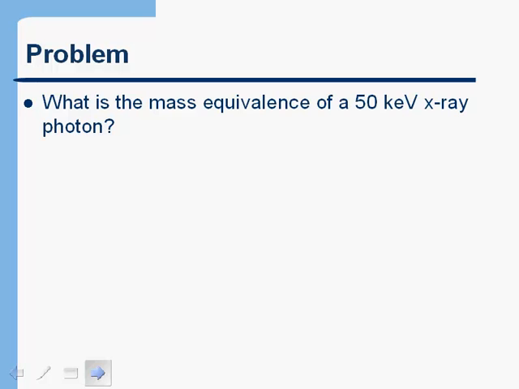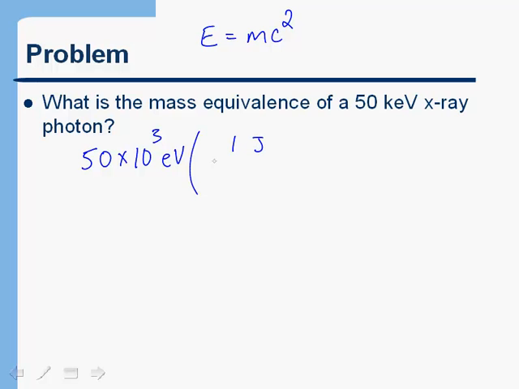Here's another problem. What's the mass equivalence of a 50 kilo electron volt X-ray photon? So again, energy is equal to mass times the speed of light squared. And the first thing we're going to have to do here is convert kilo electron volts to joules. So we have 50 times 10 to the third electron volts. And in this case, I'm going to use the conversion factor from the previous slide, but I've got to put it upside down because I want to end up with joules.